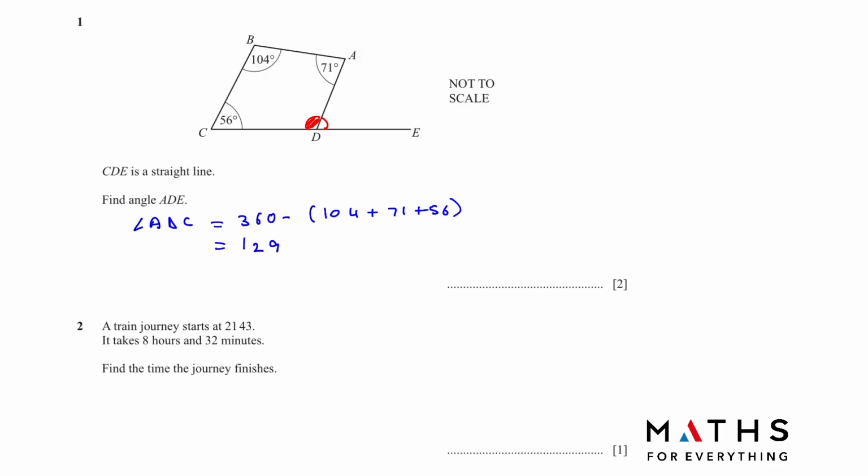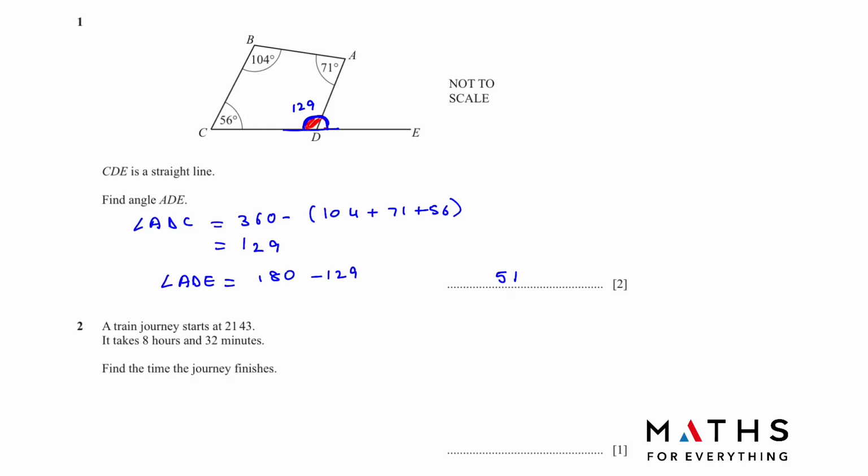Now, to find the angle ADE, this is a straight line. Therefore, this is a straight angle. Straight angles equal 180. So, if this is 129, to find angle ADE, we will subtract 129 from 180, which is 51.